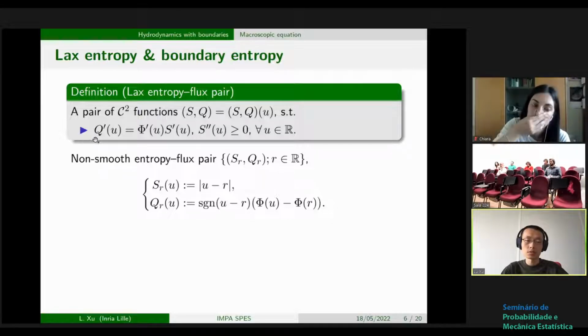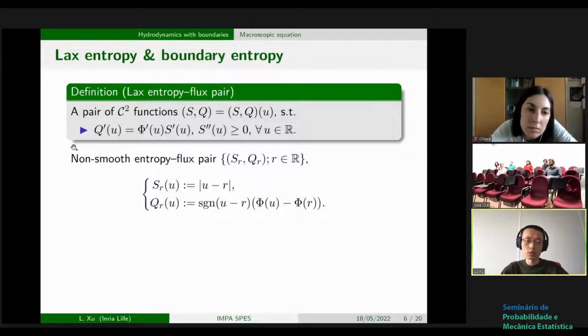The relation is that the derivative of Q is equal to the derivative of phi, which is the flux, times the derivative of S. And I also demand that the second derivative of S is positive, so that S is convex. So basically this is a convex Lax entropy.